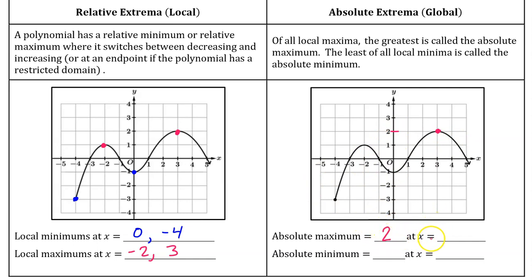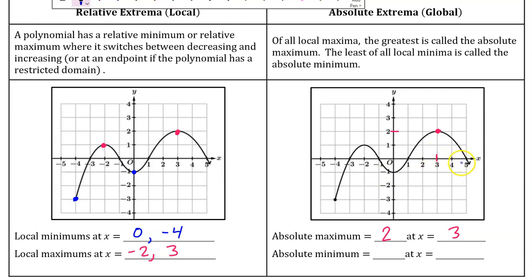If you mention the x value, that's telling you where the absolute maximum occurs. So this absolute maximum is at an x value of 3. So putting it all together, this function has an absolute max of 2 at x equals 3. What about absolute minimum? That's going to be the lowest value on the entire graph.